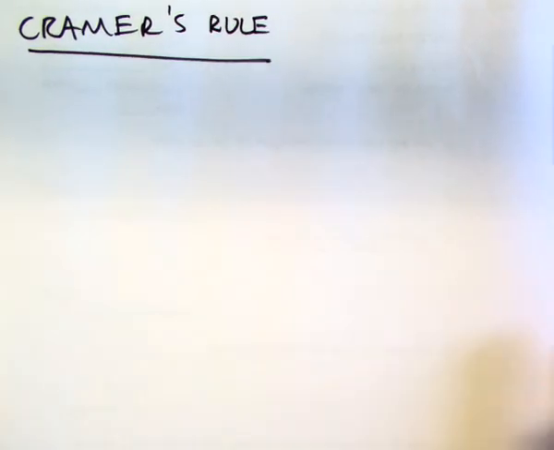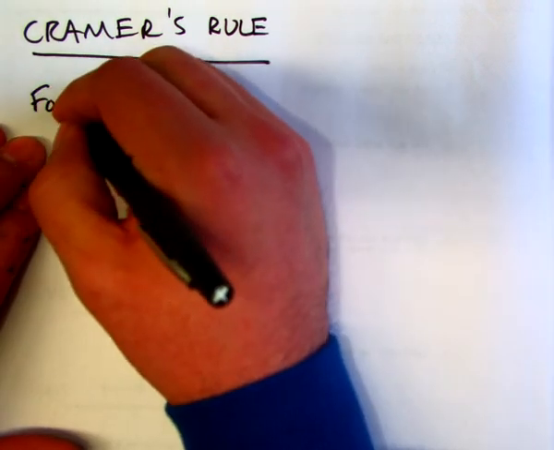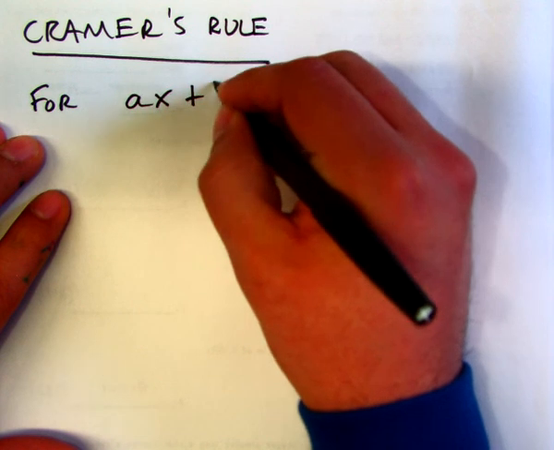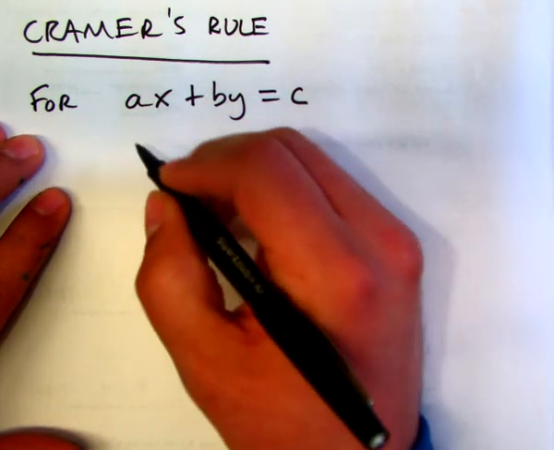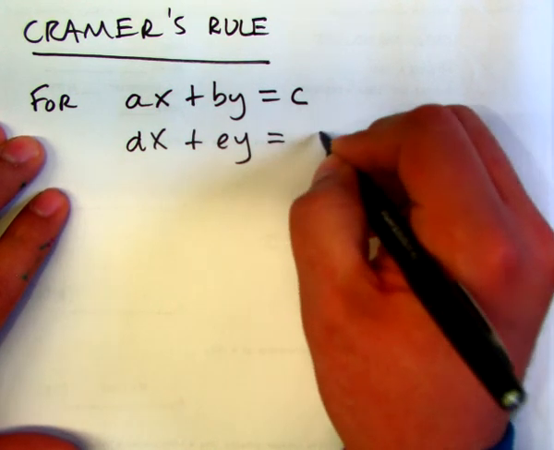This is a new method for solving systems that some of you may not have seen. But let's just go ahead and write it down. If we have a system, ax plus by equals c, we'll start with a basic 2x2, and dx plus ey equals f.